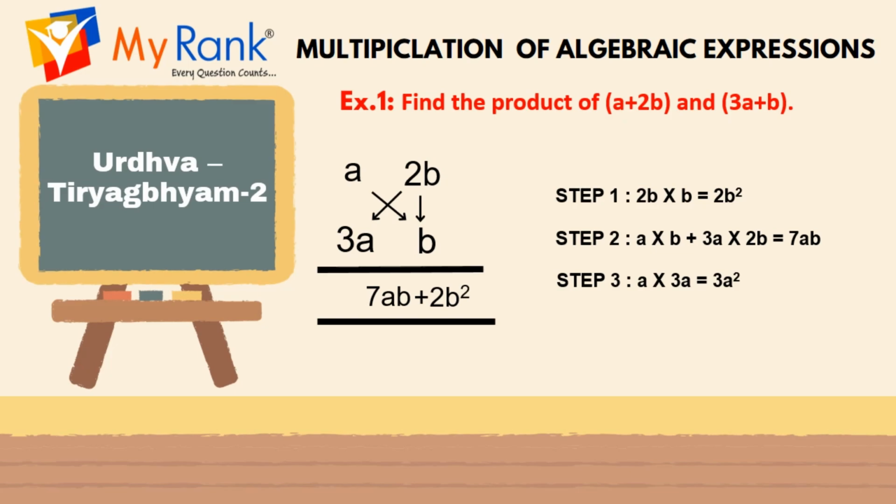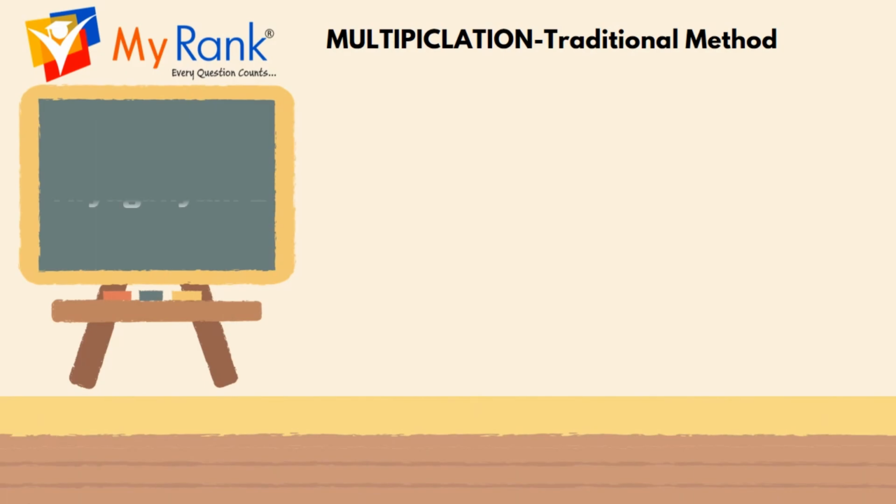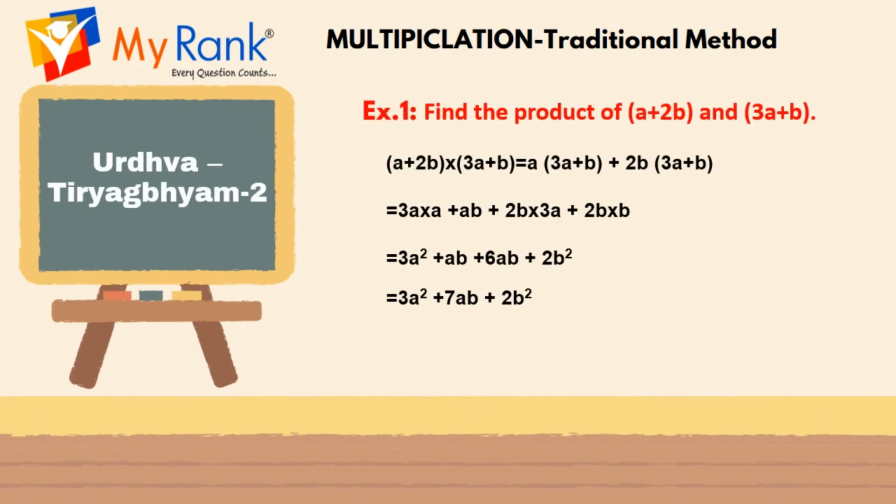Step 3. Vertical multiplication. Multiply a by 3a, that is a into 3a equal to 3a square, which is the 100th place. Now the combined answer is 3a square plus 7ab plus 2b square. Hence the product of a plus 2b and 3a plus b is equal to 3a square plus 7ab plus 2b square. Here is the traditional method for the multiplication.